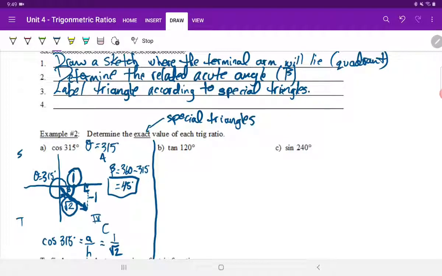And then lastly, we determine the ratio. Notice we got a positive ratio of 1 divided by square root 2. It's positive, it's not negative. We expected that because it's in the 4th quadrant. We know that the cosine ratio will be positive in that quadrant. So determine the ratio based on the special angle and the trig ratio given.